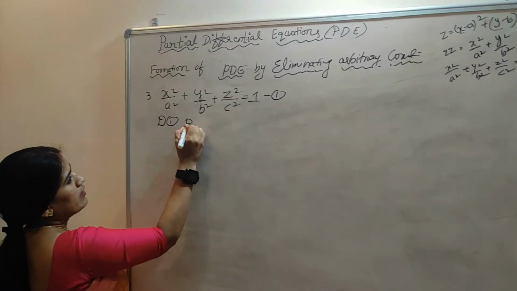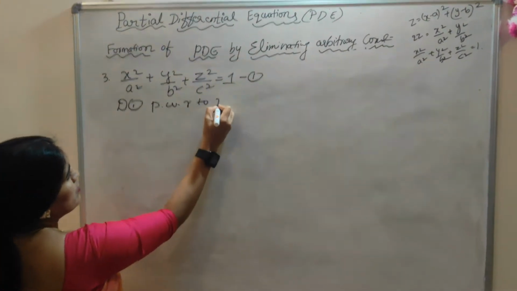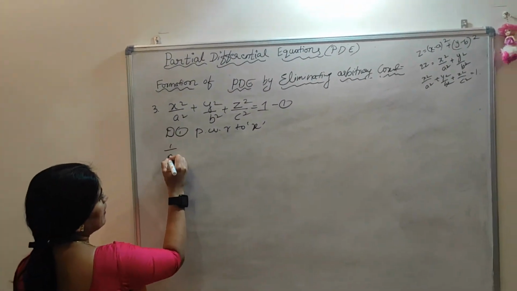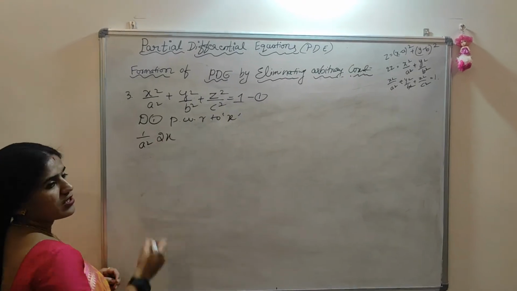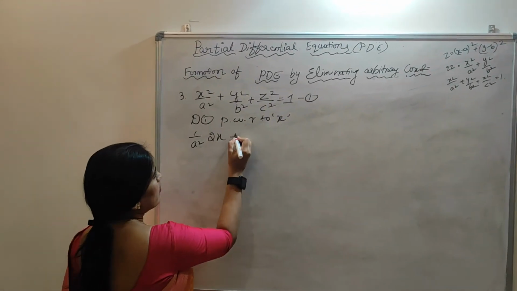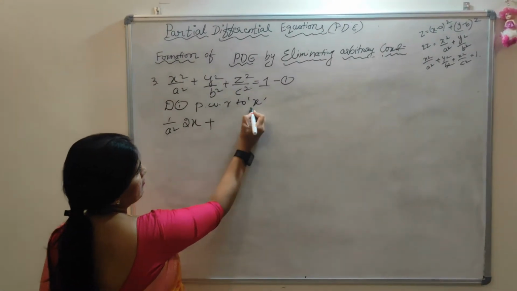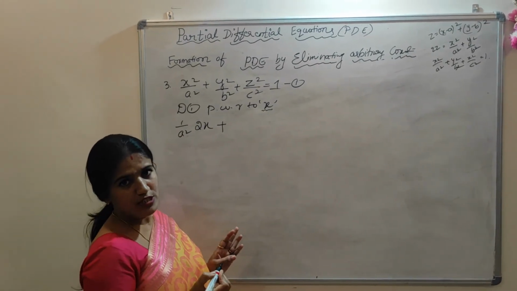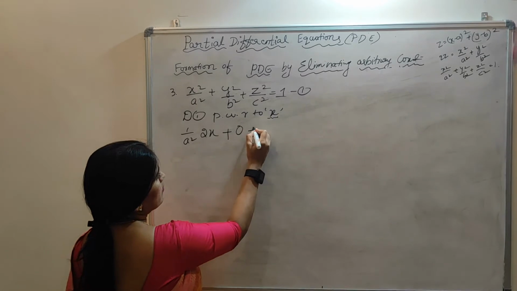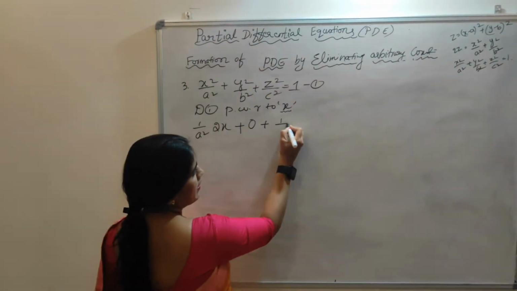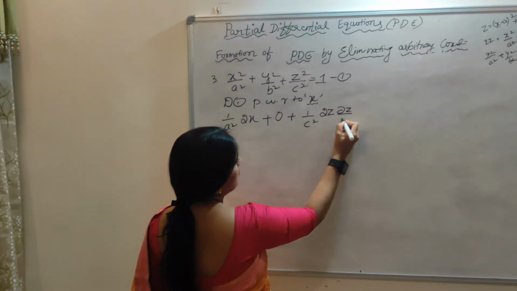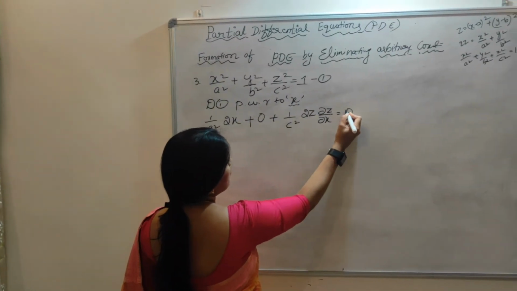Differentiate equation 1 partially with respect to x. So 1 by a square, x square differentiation is 2x, plus y square by b square. Differentiating with respect to x means the other independent variable is constant, so this is 0, plus z square by c square. Z square means 2z into dou z by dou x is equal to 0.